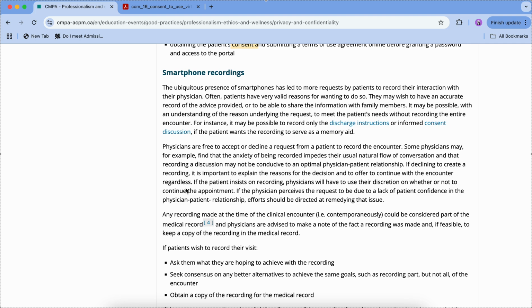If the patient insists on recording, the physician will use their discretion on whether or not to continue the appointment. If the physician perceives that the request is due to a lack of the patient's confidence in the patient-physician relationship, effort should be redirected at redeeming that issue. So I think this is very, I won't say very common, but it could be possible. So that's why it's important that we know what things we can do to mitigate that they do not have the trust.